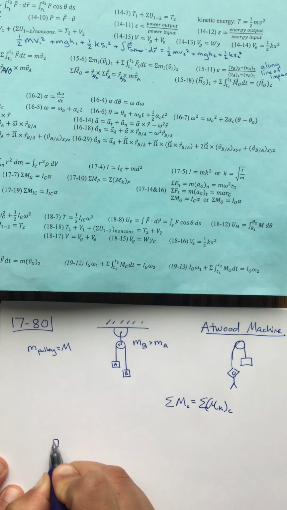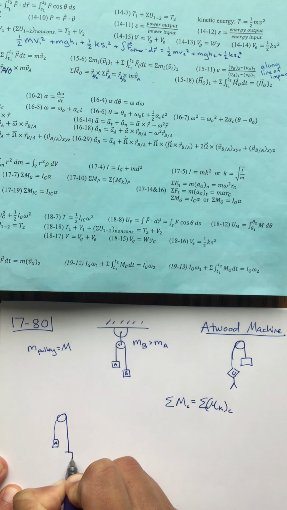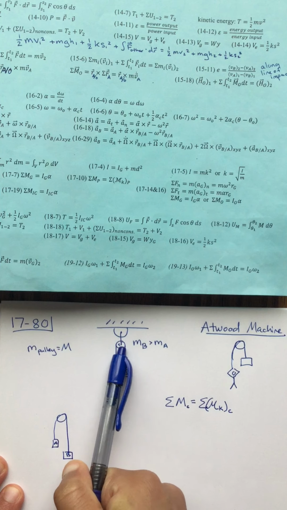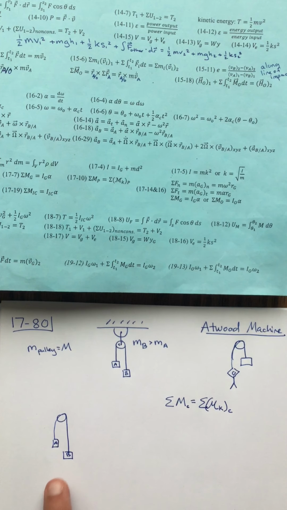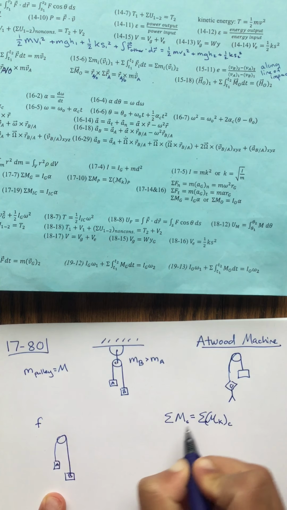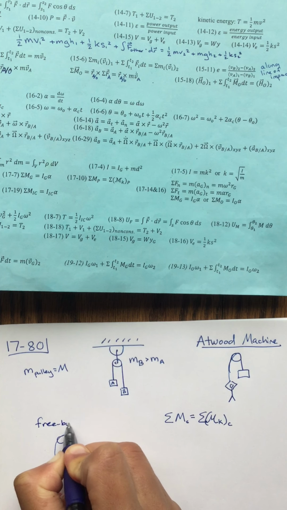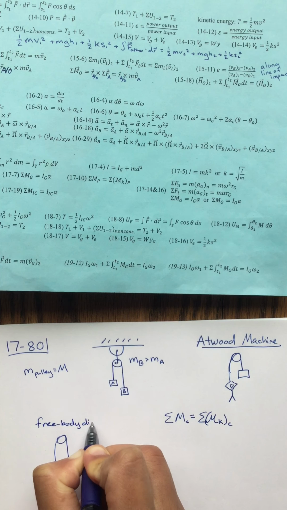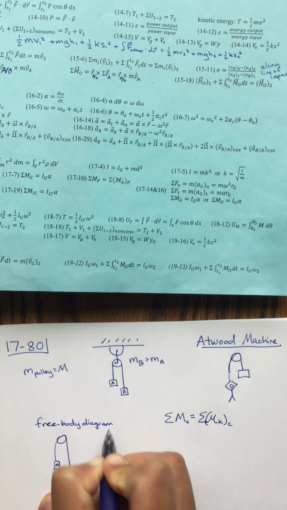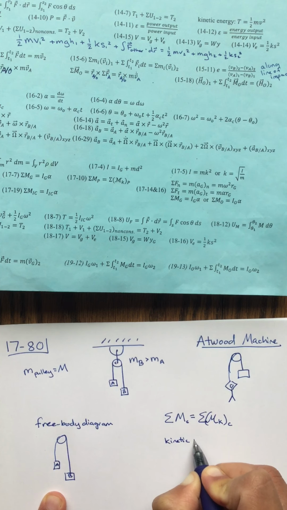So the mass A and the pulley and the mass B. So point C is the mass center of the pulley, but if I look at the whole system here, that is not the mass center of the whole system. So I'm going to call it point C. Instead, if I use equation 17-10, I need to draw not only a free body diagram, but a kinetic diagram as well for summing up the kinetic moments.